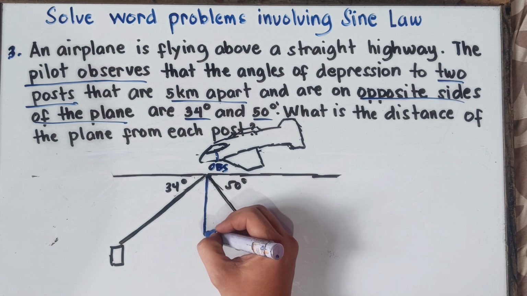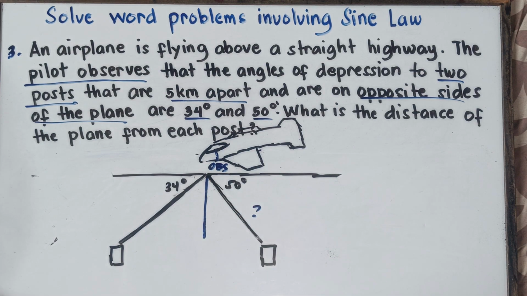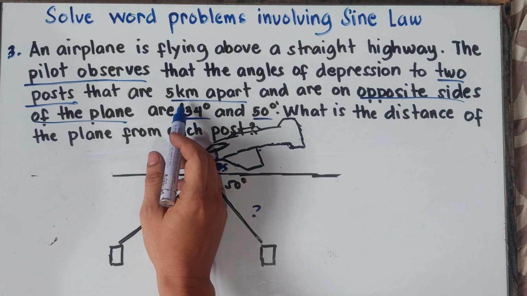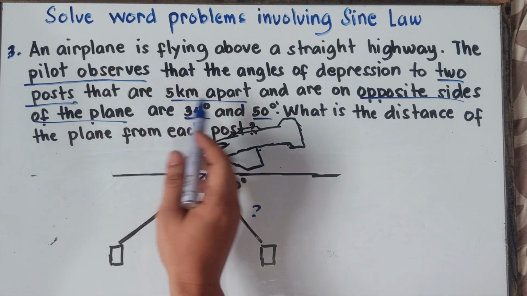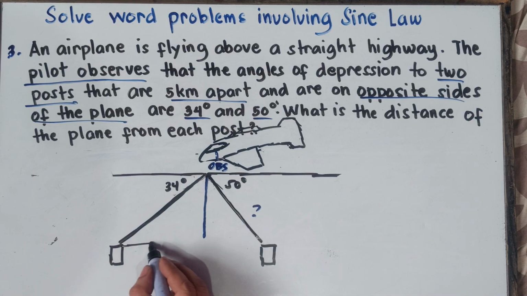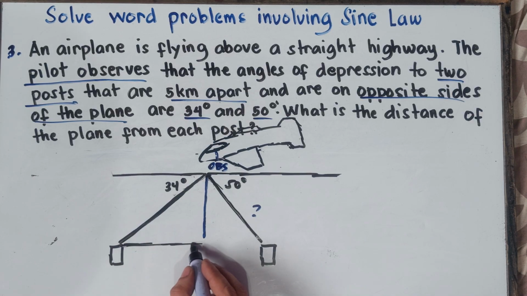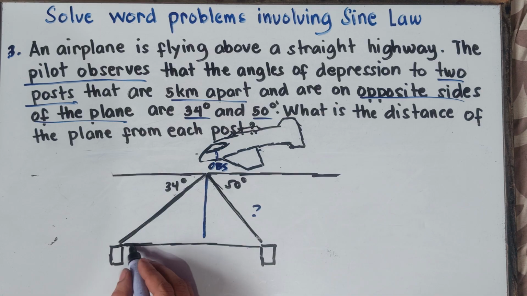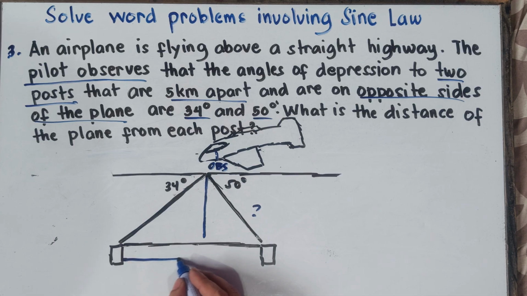And we don't have the height. But we know, class, that the two posts are given as 5 kilometers apart. Therefore, from post A to post B, from the first post to the second post, we have a given distance of 5 kilometers. So this is 5 kilometers.